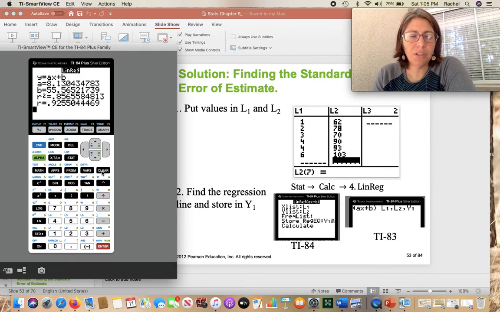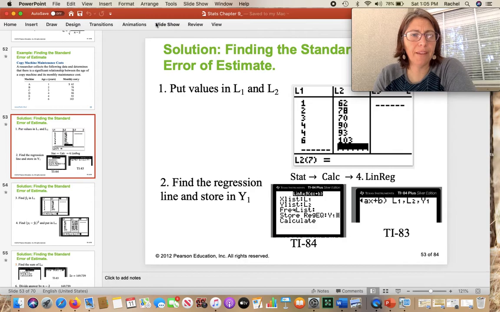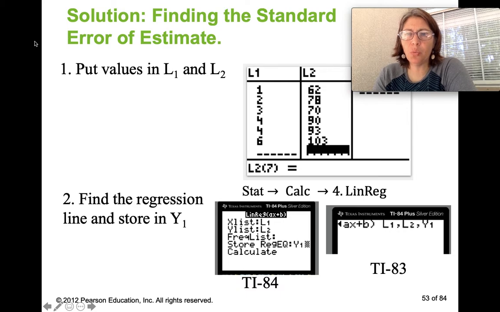Okay, so again, to get y1, vars, over to yvars, hit enter for y1 for the function, and then hit enter for y1. That's how you find y1 to either store your equation in or put it here for your TI-83s. So we put stuff in list 1 and list 2. We're running a linear regression line and we're storing it in y1.